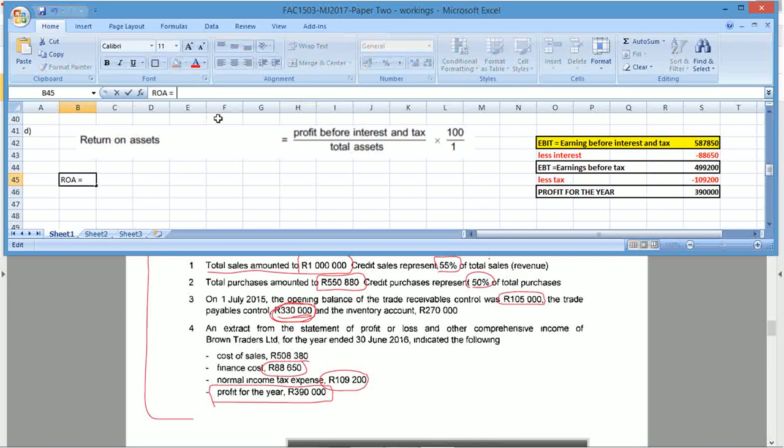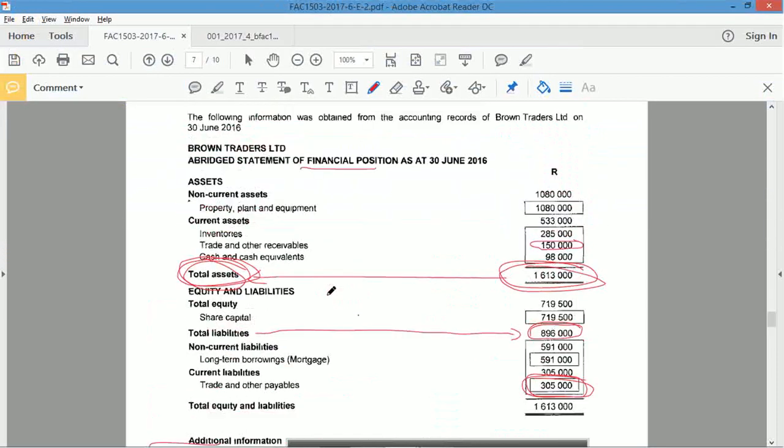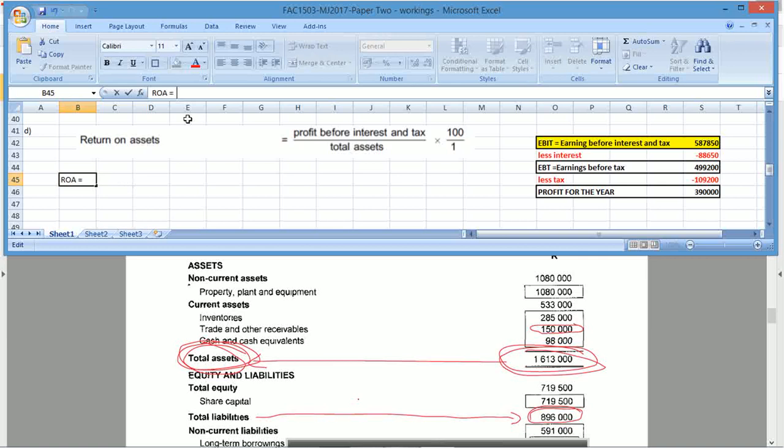So ROA is going to be 587,850 divided by total assets 1,613,000 times 100 equals a percentage. Round off, 36.44%. There's the answer for D.